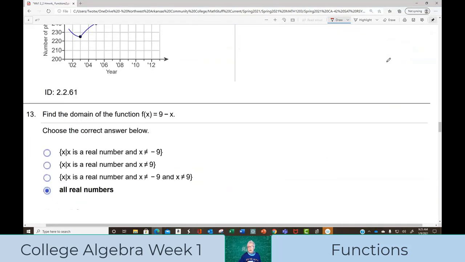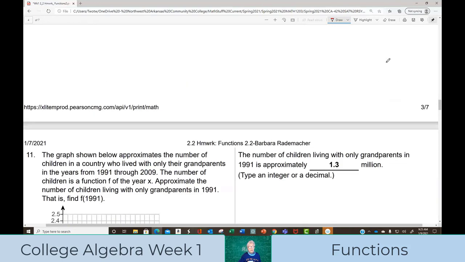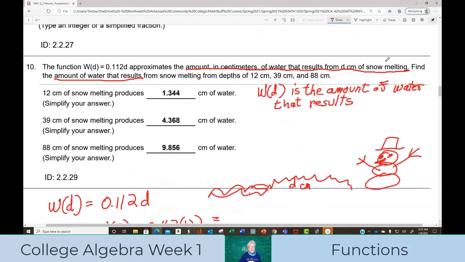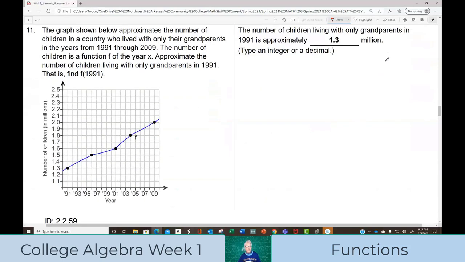Now some of these are pretty easy. The graphs are. I assume you can already read a graph, but just in case you have trouble with this or you need review, the graph shown below approximates the number of children in a country who lived with only their grandparents in the years from 1991 through 2009.